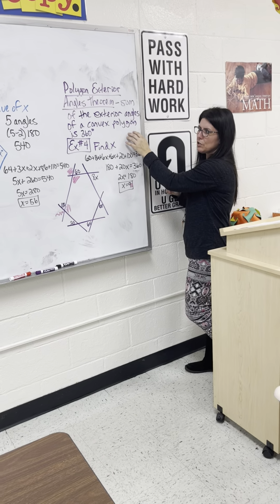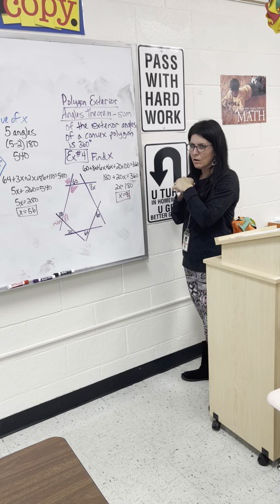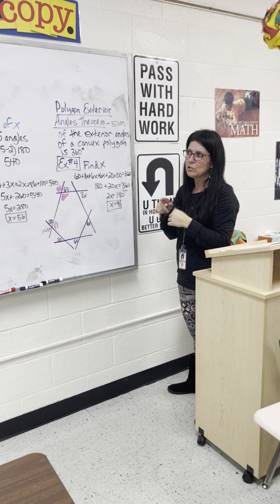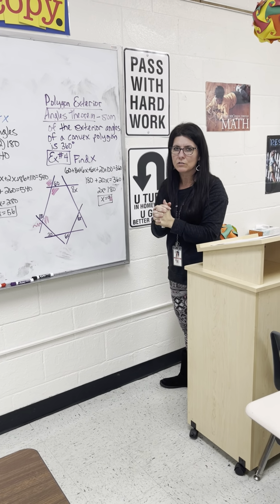This is one formula I need you to know. The exterior angle sum of any convex polygon adds to 360. And the other formula I need you to know is n minus 2 times 180 equals the sum of the interior angles.